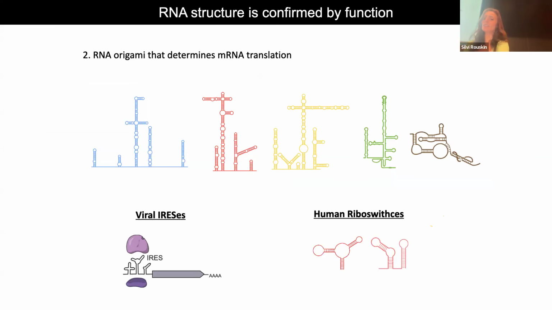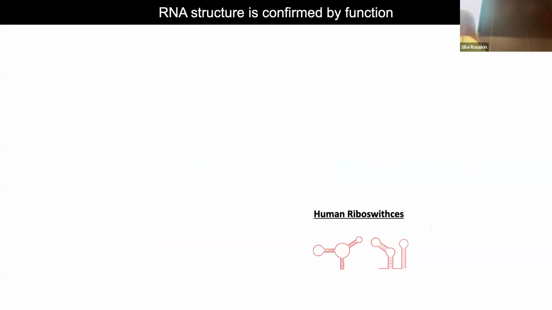All right, so I think I still have a few minutes. And this is great because I'm just going to give you a tease on the human riboswitches. So now you know everything there is to know about IRESes, hopefully. And the other data set that we're really interested in is RNA riboswitches.